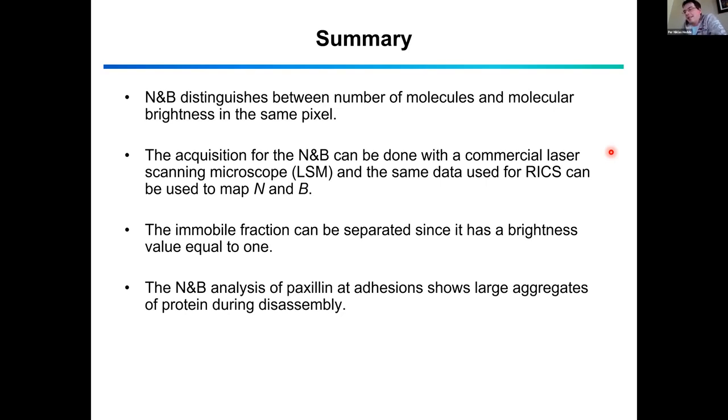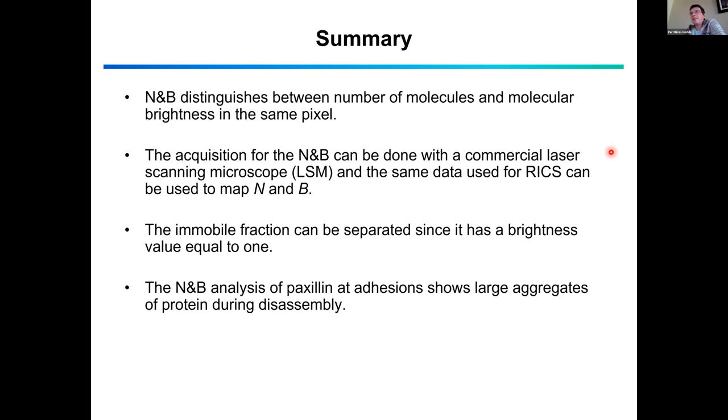One thing notable is that RICS data you can typically analyze with the number and brightness method, but number and brightness data you cannot necessarily analyze with RICS. And the reason is that for number and brightness, it actually doesn't matter what the pixel size is, which it does in RICS. So if you want to get the whole image within the whole cell, for example, within the field of view, you can with number and brightness, sacrificing the resolution, getting a larger pixel size, but then you can no longer analyze it with RICS.